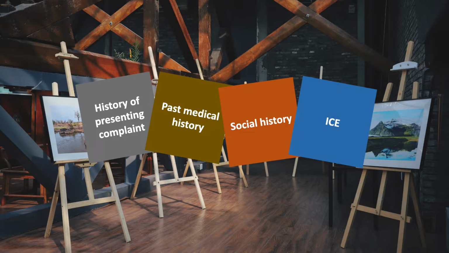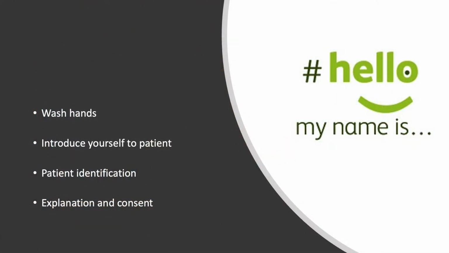And we spend most of our time talking about the history of the presenting complaint. But before we do that, we always have to introduce ourselves to the patient. We use the acronym WIPE to remember how we introduce ourselves. So we're going to wash our hands, we're going to say who we are, what our role is, identify the patient, and then get consent. But you only get consent if you've explained what you're going to do.